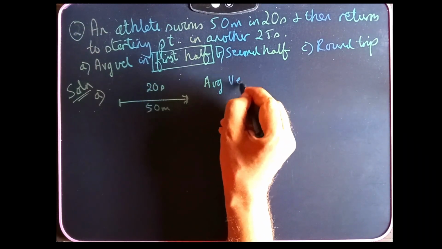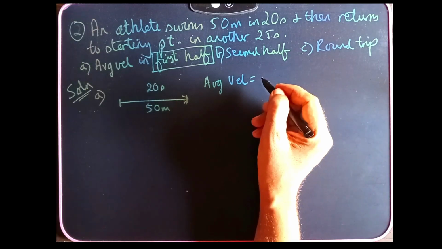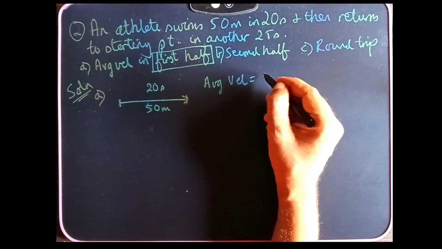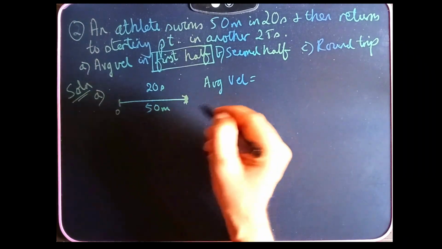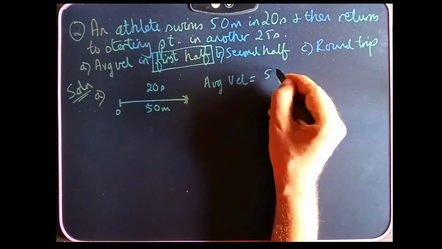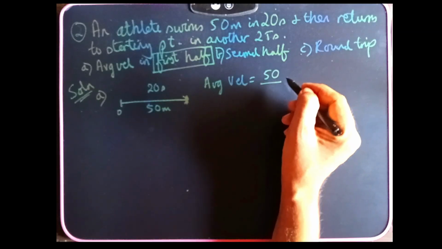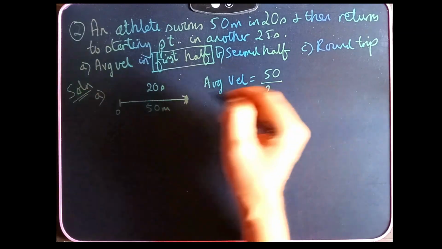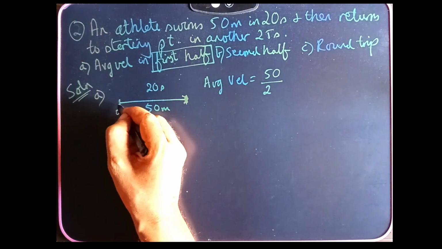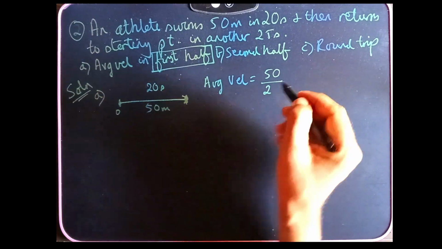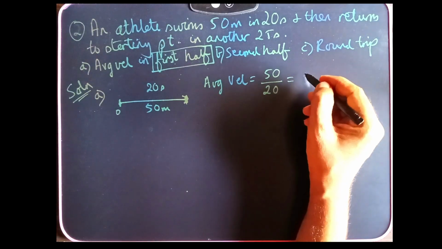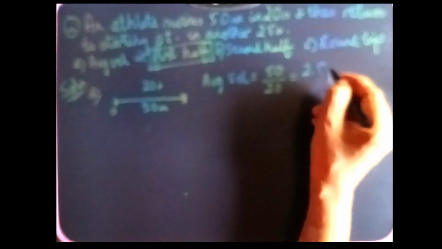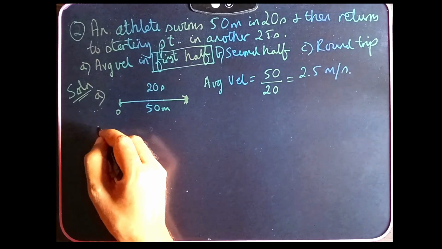So average velocity will be equal to change in position. And how much the position has changed? Position has changed by 50 meters, right? It has gone 50 meters. This is the origin. 50 minus 0. So that is 50 divided by total time taken, the change in time, which is basically 20 seconds. And when it was here, it was at the 0th second, right? So it was 20 minus 0, which comes to 2.5 meter per second.